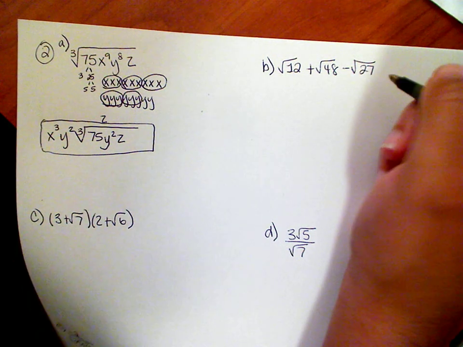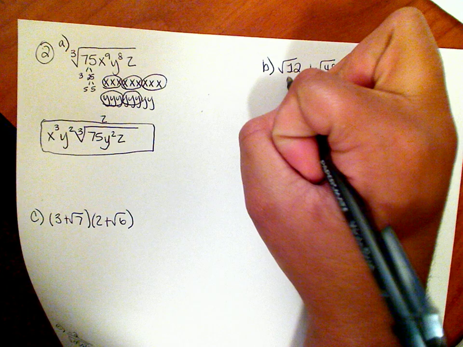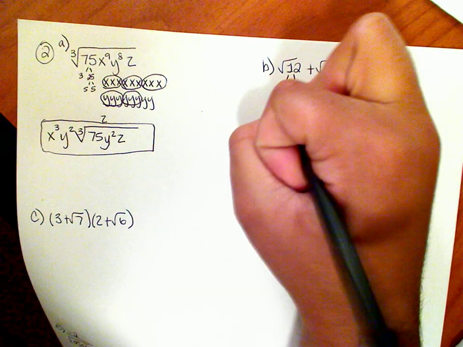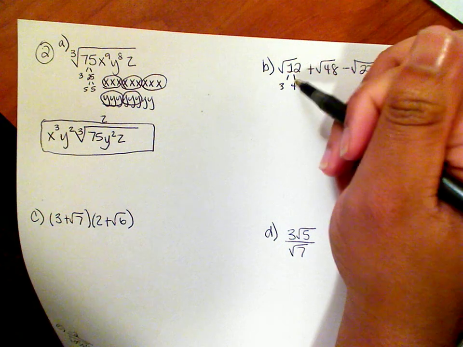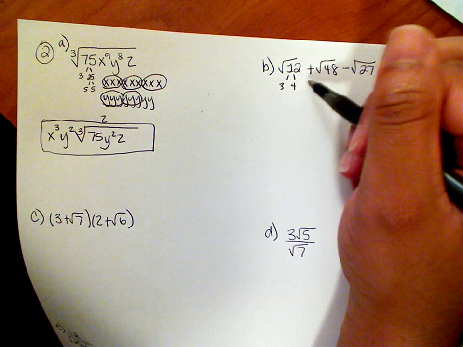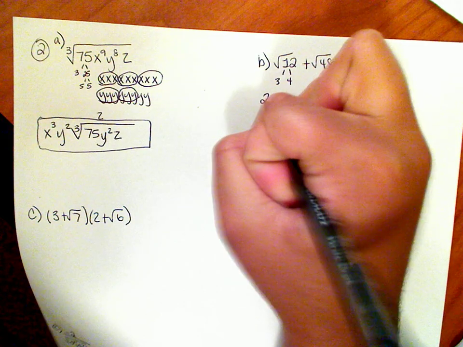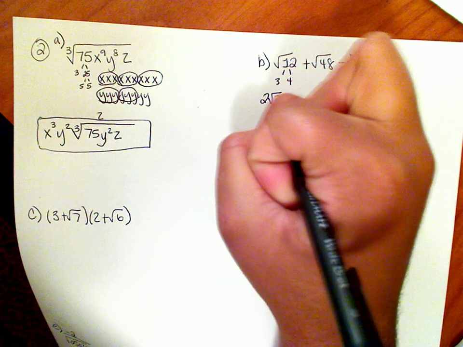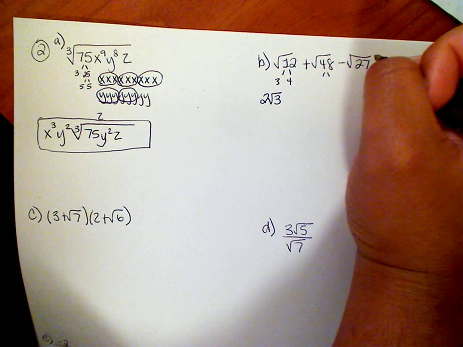Alright, so let's take a look at B. To add radicals, the radicands must all be the same. They are not, but they can be simplified, so we're going to go ahead and simplify them and see what we get. Alright, so 12 breaks down into 3 and 4. The square root of 4 is 2. So this simplifies into 2 square roots of 3.